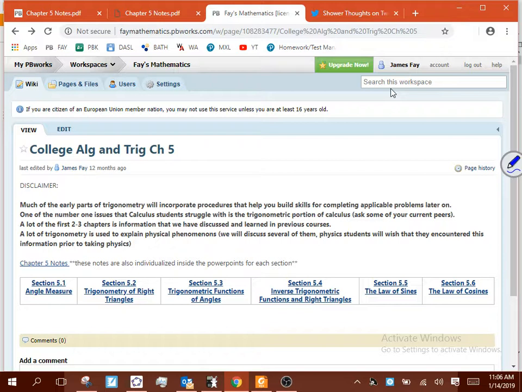Okay, and then you see 5.5 and 5.6. Those are law of sines and law of cosines. Those are things that we've already done, right? So this chapter is something, this should be old information.